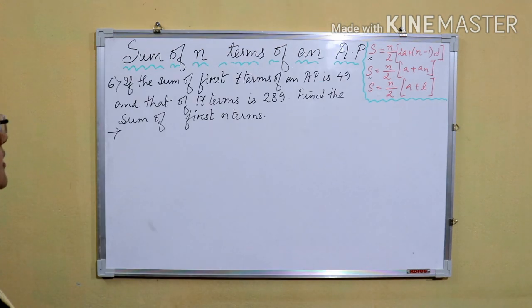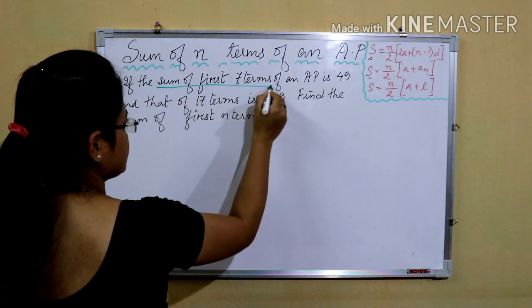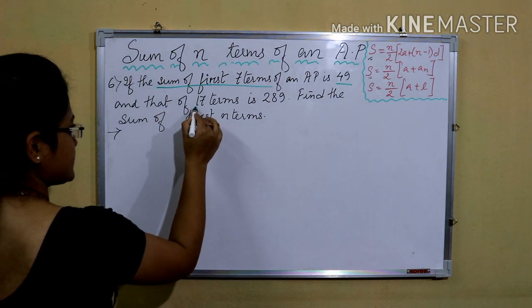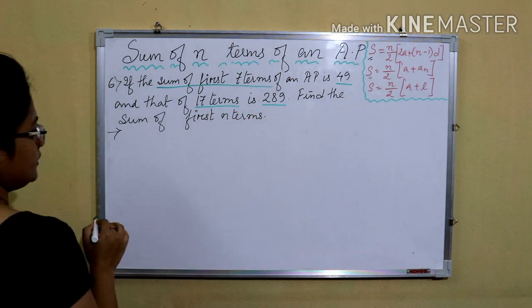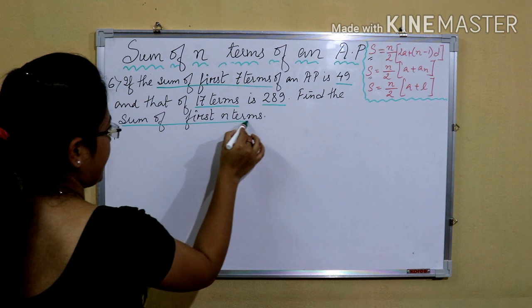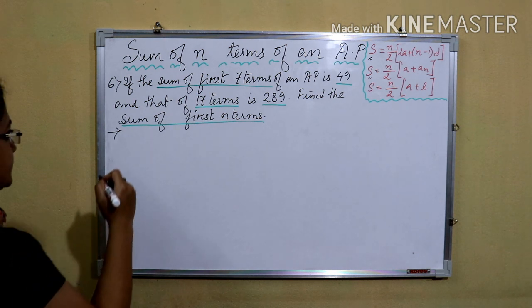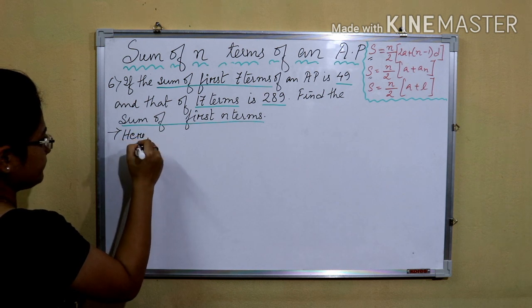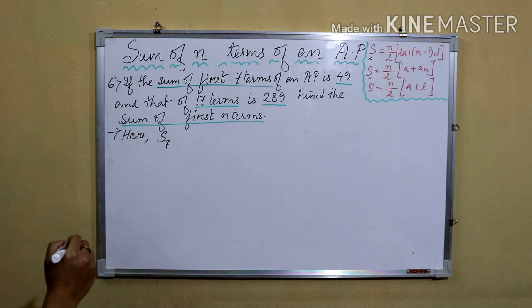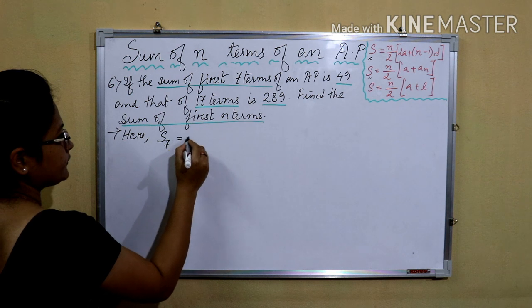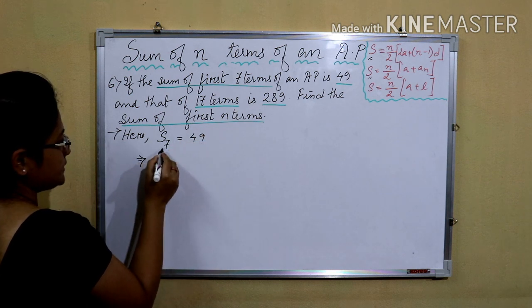If the sum of first 7 terms of an AP is 49 and that of 17 terms, that means sum of 17 terms is 289, we are asked to find out the sum of first n terms. So here, what is given to us at first? Sum of first n terms. That means here S7, sum of first 7 terms, S7 is 49. That means in this case your n is 7.